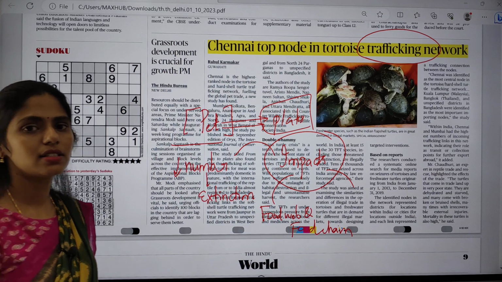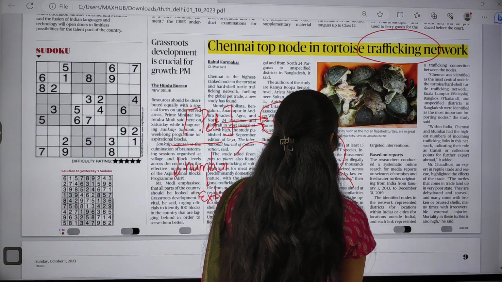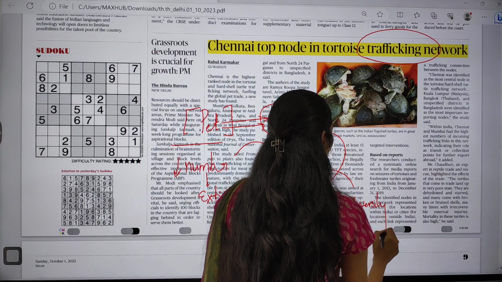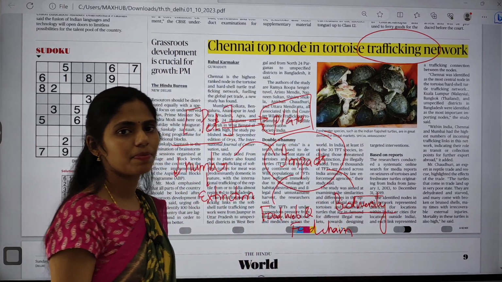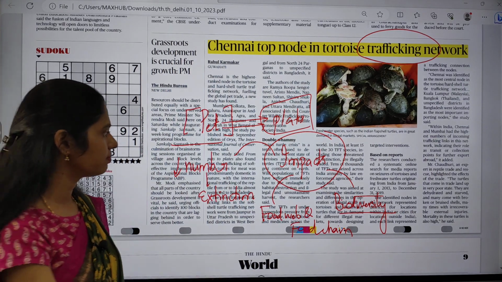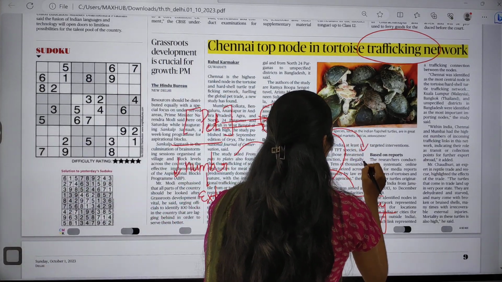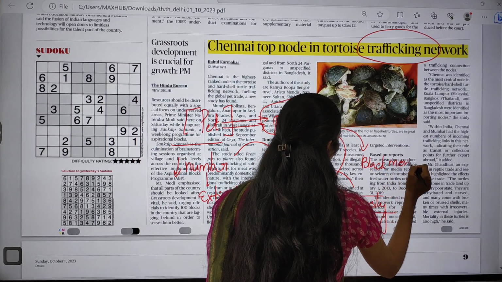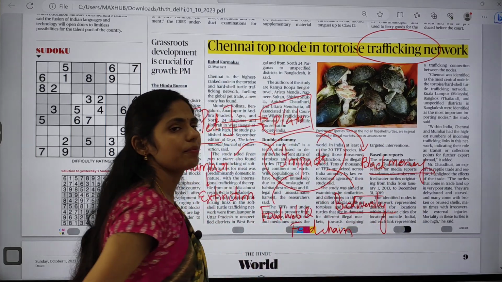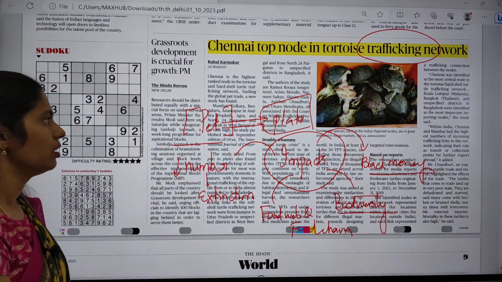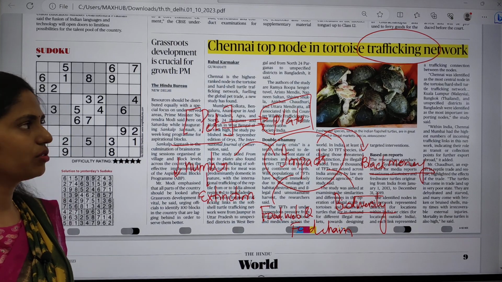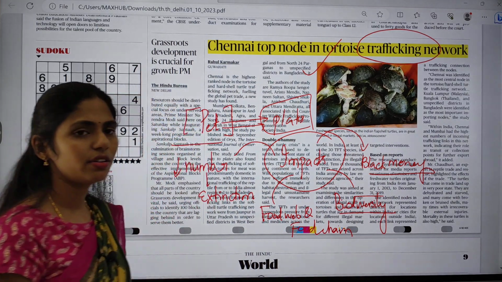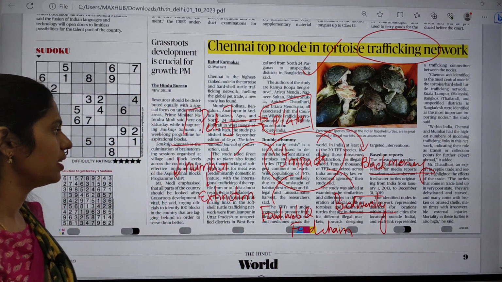And not only this, it will have an impact on overall biodiversity. And not only this, it will even lead to black money, money laundering, etc. Okay, so these are some impacts, and here you have to see some facts regarding this tortoise trafficking which are given in this article, which we are going to discuss in detail.